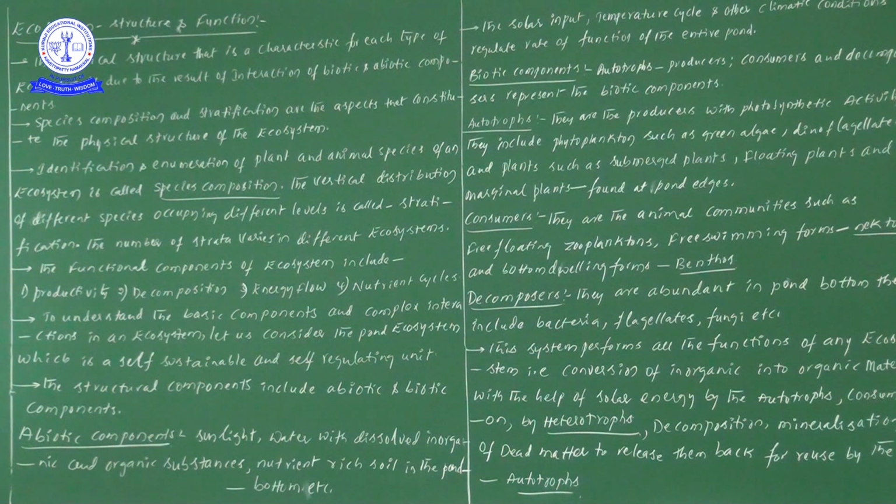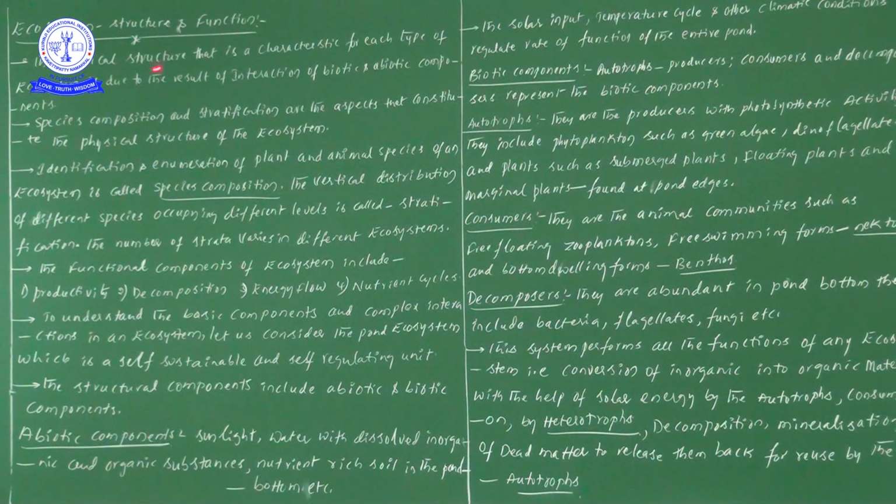Now, the physical structure is a characteristic for each type of ecosystem. Before I start my class, one more important point. We have already learned this explanation in my own studio. I recorded this entire video in a 4K camera, but it did not seem to be that clear when posted. So I request you to try to watch this video till the end.